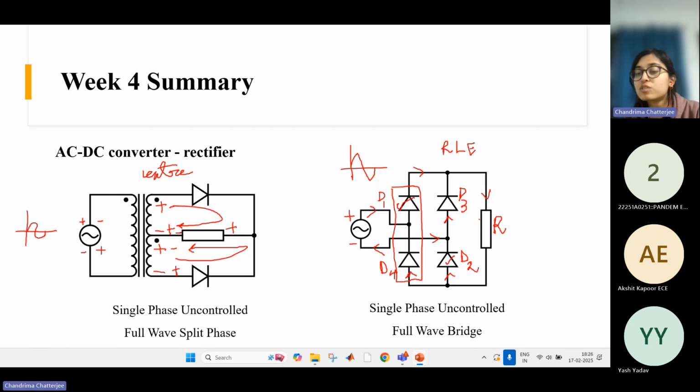Otherwise, if there is no load in the electrical circuit, where will the power go? What is the point of drawing some power from the source? It will get delivered somewhere, right? That is the load where we dump the power. So, yeah. So these are the full bridge rectifiers. Fine.